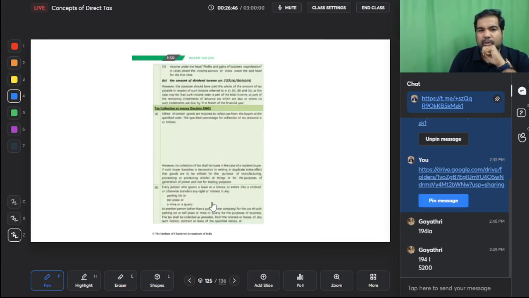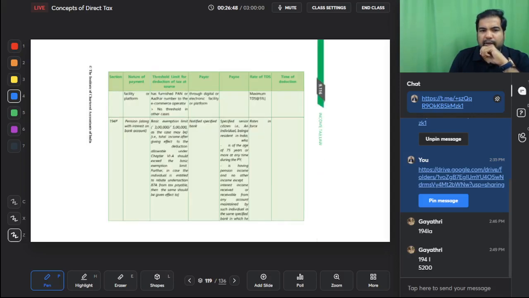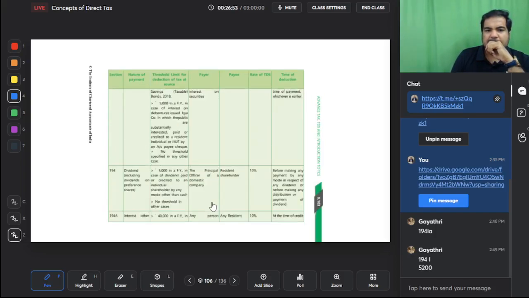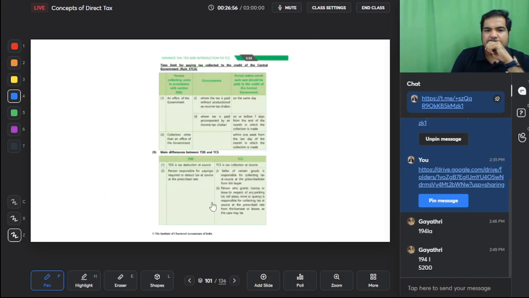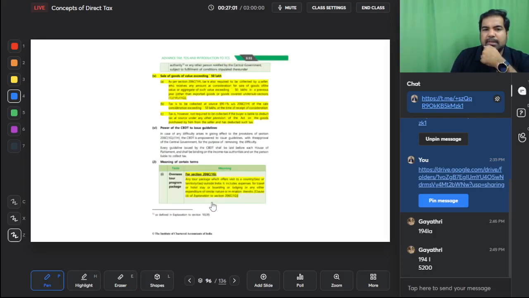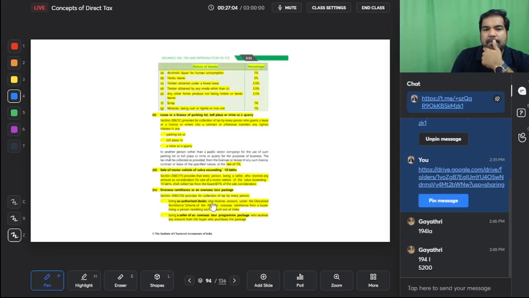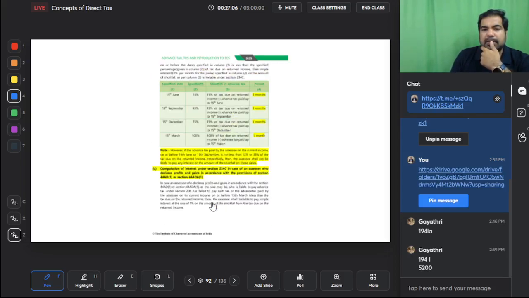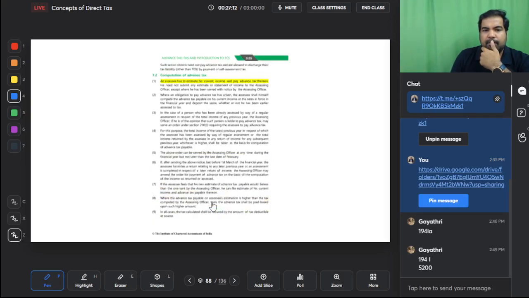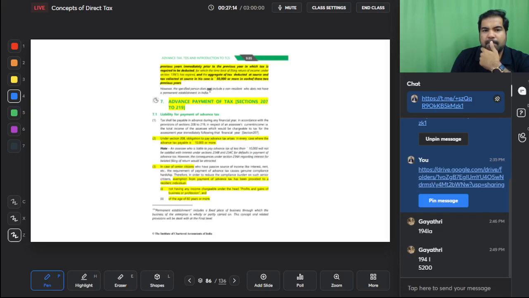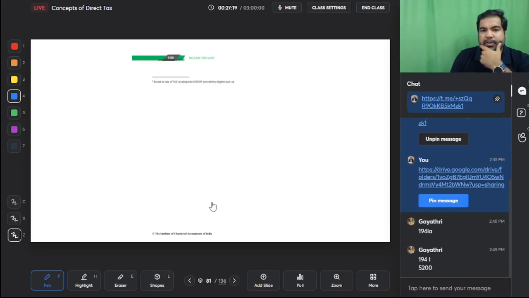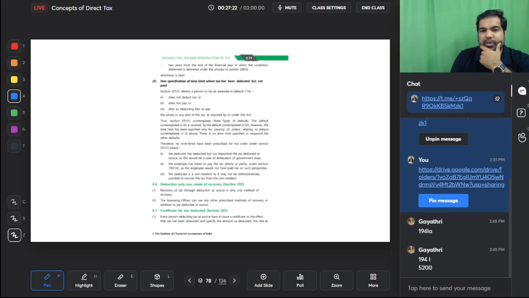I am just looking at some more illustrations. Let's see if we can find some more illustrations. This is on TCS. This is TDS. No, this is advance tax. Perfect. This is TDS. So we are looking at some illustrations from the TDS chapter.